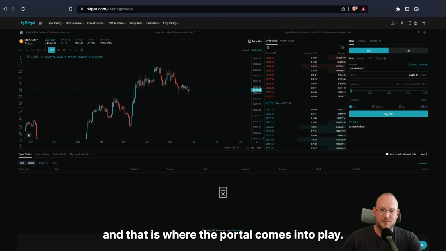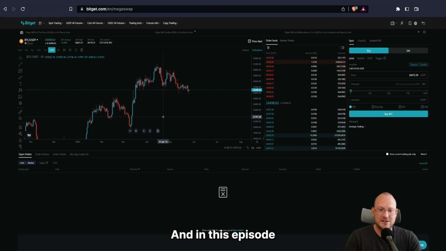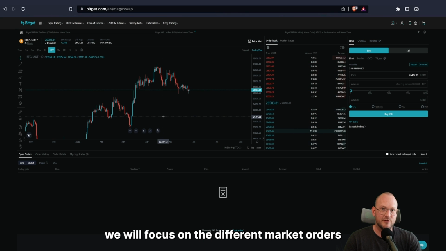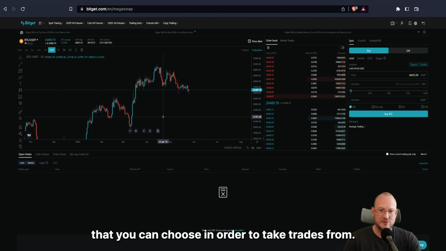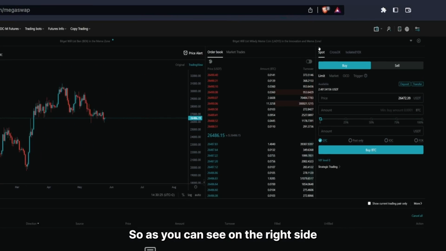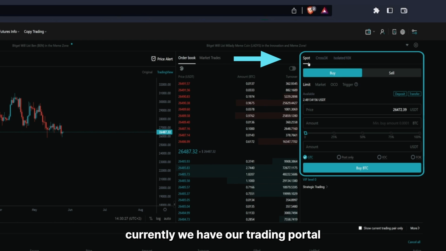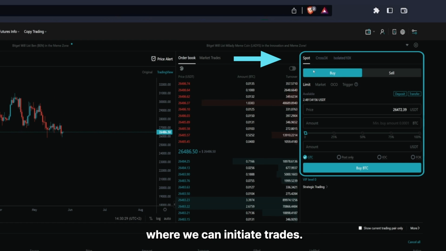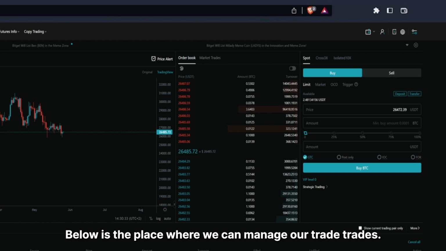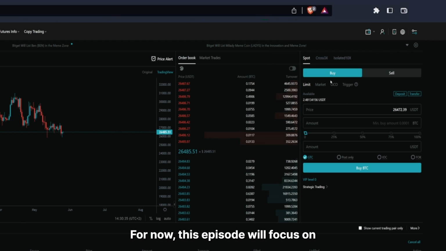And that is where the portal comes into play, and in this episode we will focus on the different market orders that you can choose in order to take trades from. As you can see on the right side currently we have our trading portal where we can initiate trades. Below is the place where we can manage our trade. For now, this episode will focus on how to execute your first trade.